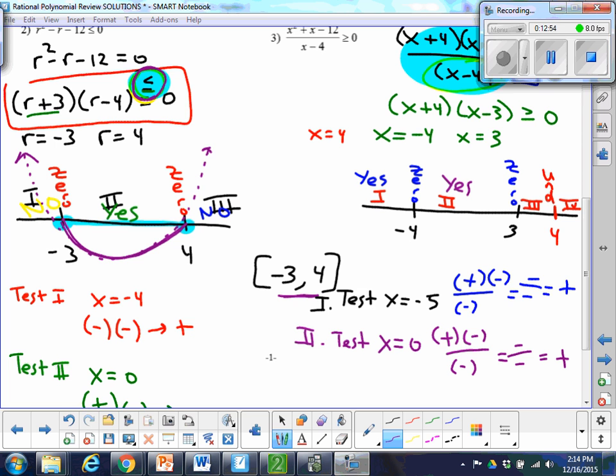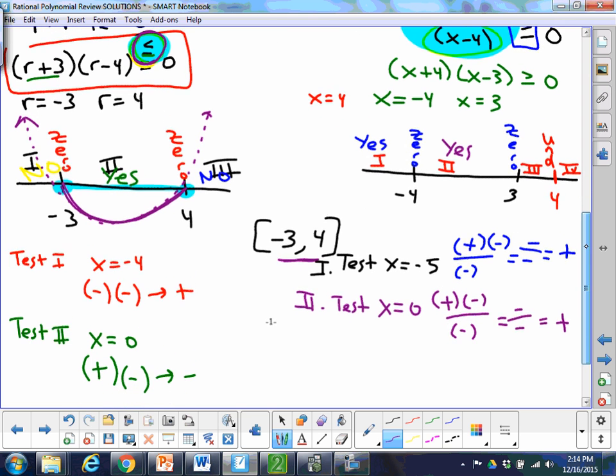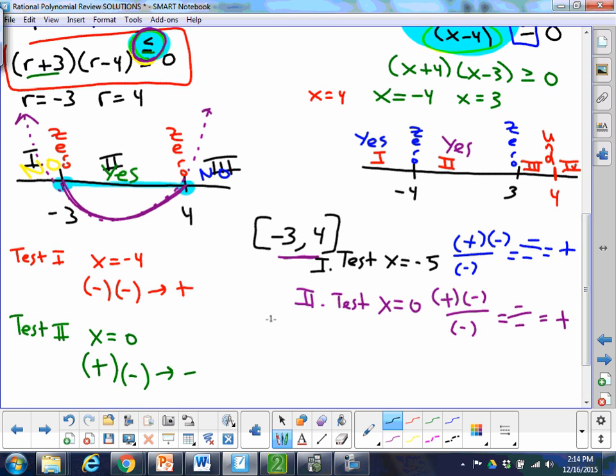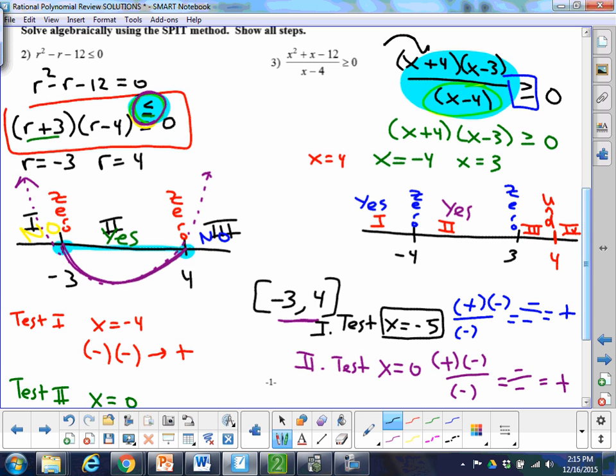All right, and I'm just realizing there was a little mistake in interval 1. Hopefully as you were watching, you caught that. When we test negative 5, when that went into this piece right here, negative 5 plus 4 would actually be negative right here. So it would actually be a negative over a negative, which would make the whole thing positive. Sorry, so that was actually a yes. I was just making sure you guys are with me there.